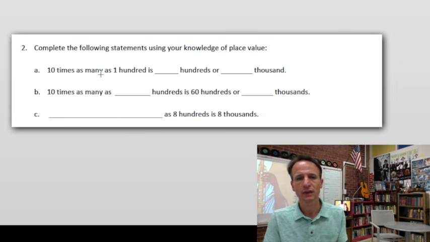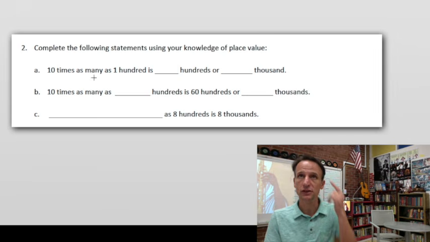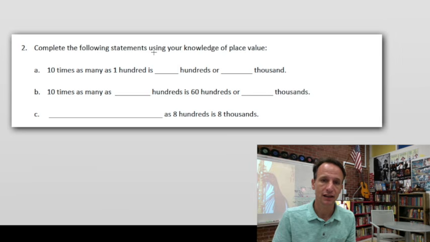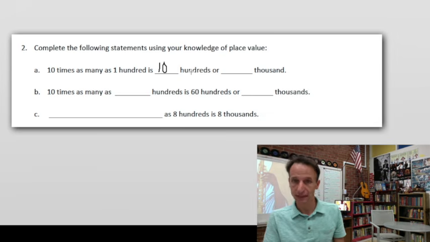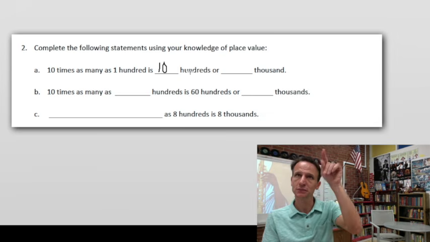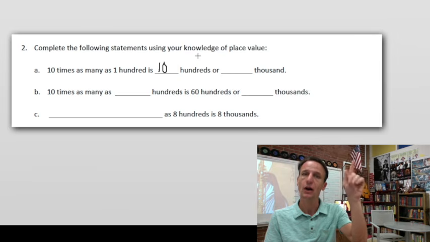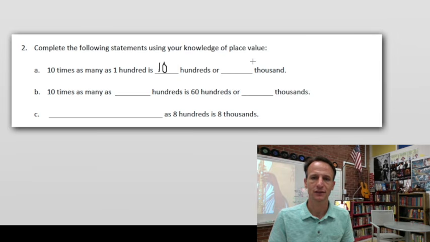Okay, so in the first one, 10 times as many as 100 is how many hundreds, or we could call it blank thousand. Okay, so picture that place value chart in your mind. You have one disk in the hundreds place, and then you do 10 times as many. How many hundreds do you have now? Yes, you have 10 hundreds. Can you see that? 10 times 100 is 10 hundreds. And if you have 10 hundreds, you could then bundle those up, and that's equal to 1,000. All right, you got the hang of it.